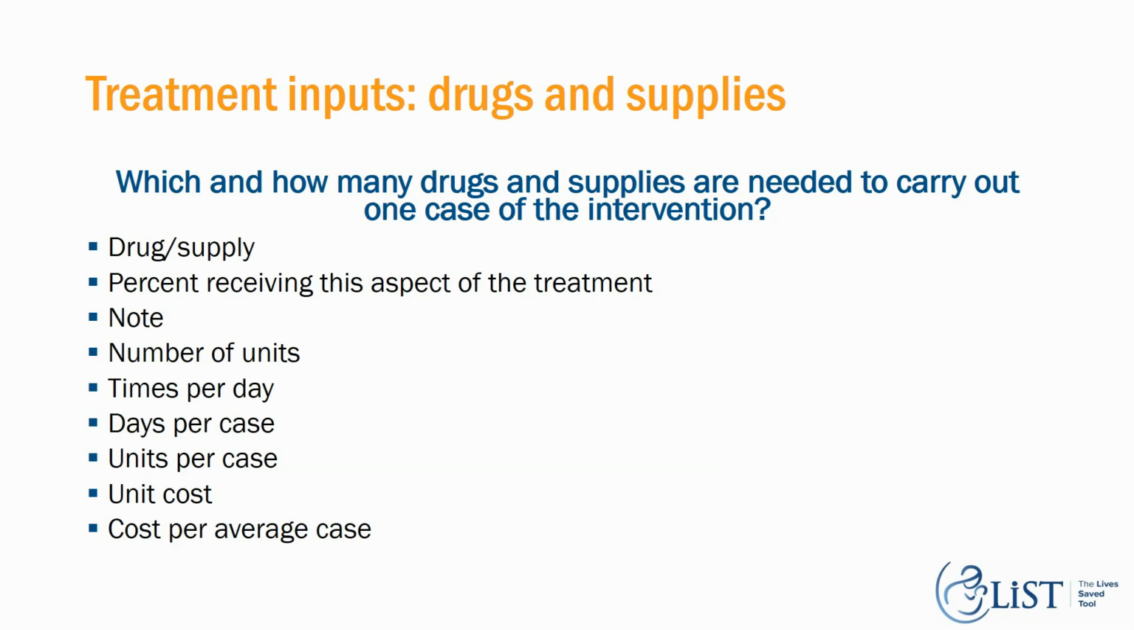And then we finally have the unit cost. So how much does one of each of these cost? And we multiply those last two elements in order to get to our cost per average case. So we know at the end of this how much it will cost us in terms of drugs and supplies only to deliver one case of that intervention.